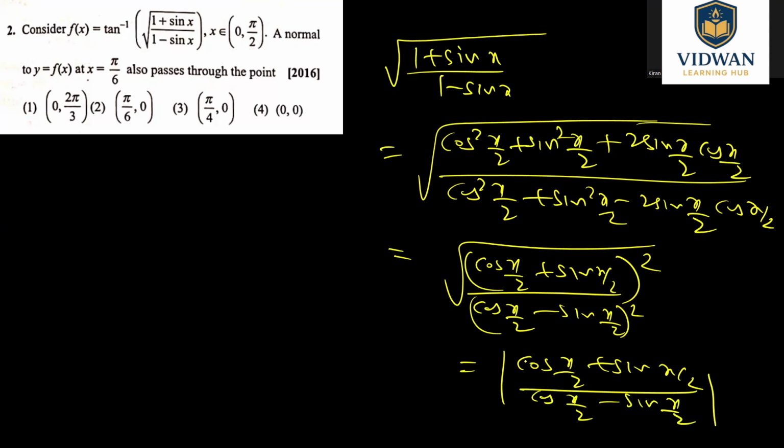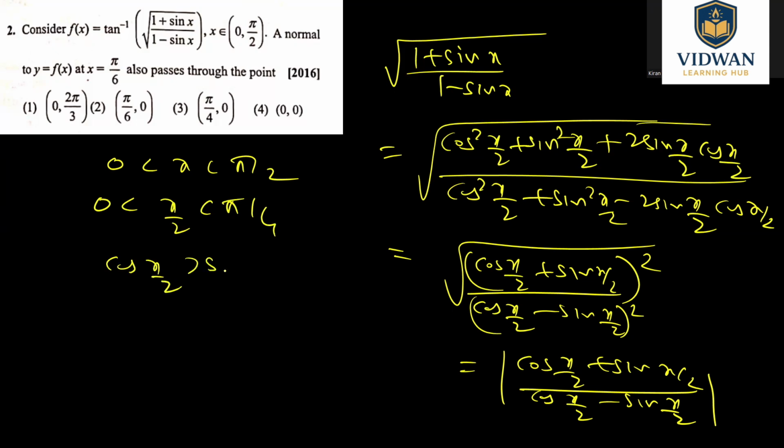So once you got this, they gave an interval that x is between 0 to pi by 2. That means x by 2 is between 0 to pi by 4. And we know that between 0 to pi by 4, cos is more than sin. This is required when you open the modulus. The numerator will be positive anyway because the angle x by 2 is an acute angle, so both are positive.